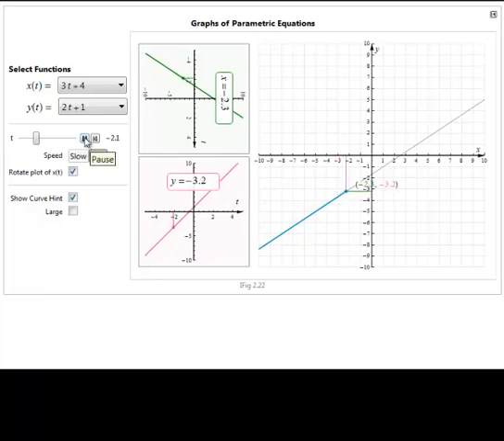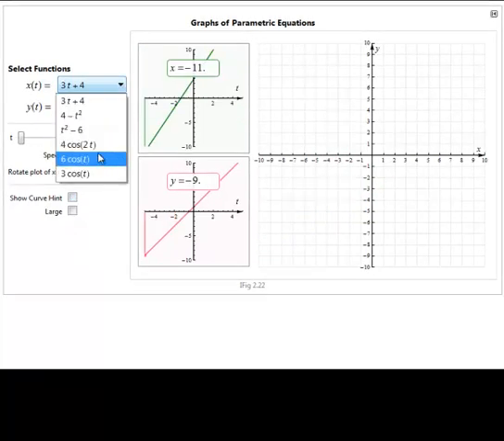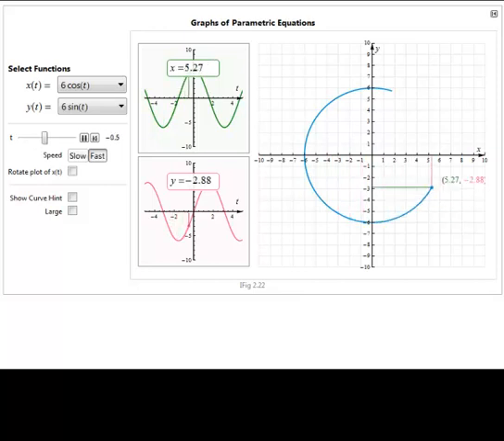We may choose one of 6 functions for x of t and one of 6 for y of t. By running the animation, we get the graph. In this case, we are using x equals 6 cosine of t and y equals 6 sine of t. We see that we get a circle whose radius is 6.